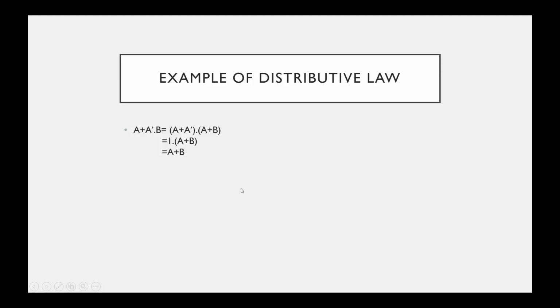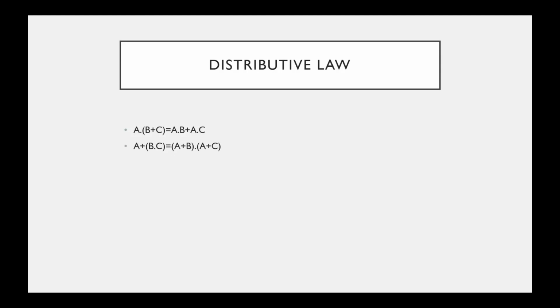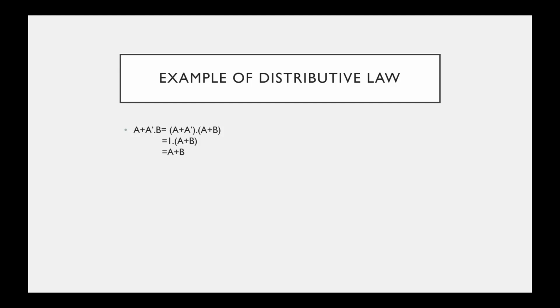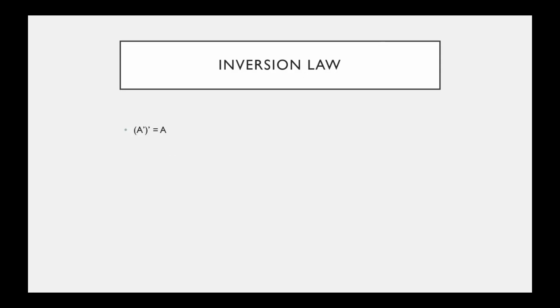Example of distributive law. As we can see in the last law, A plus B plus C. Here, the same: A plus A bar plus B is equal to A plus A bar plus AB, which can be written as A plus B.